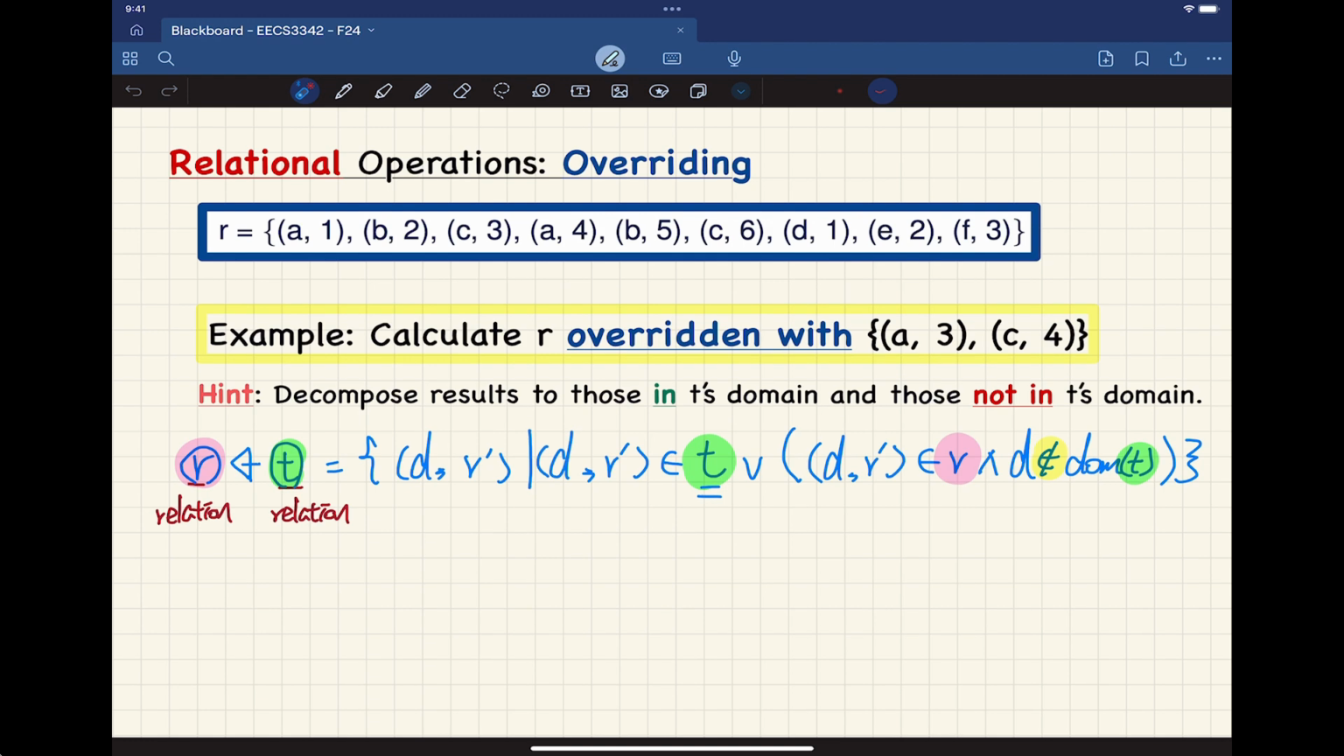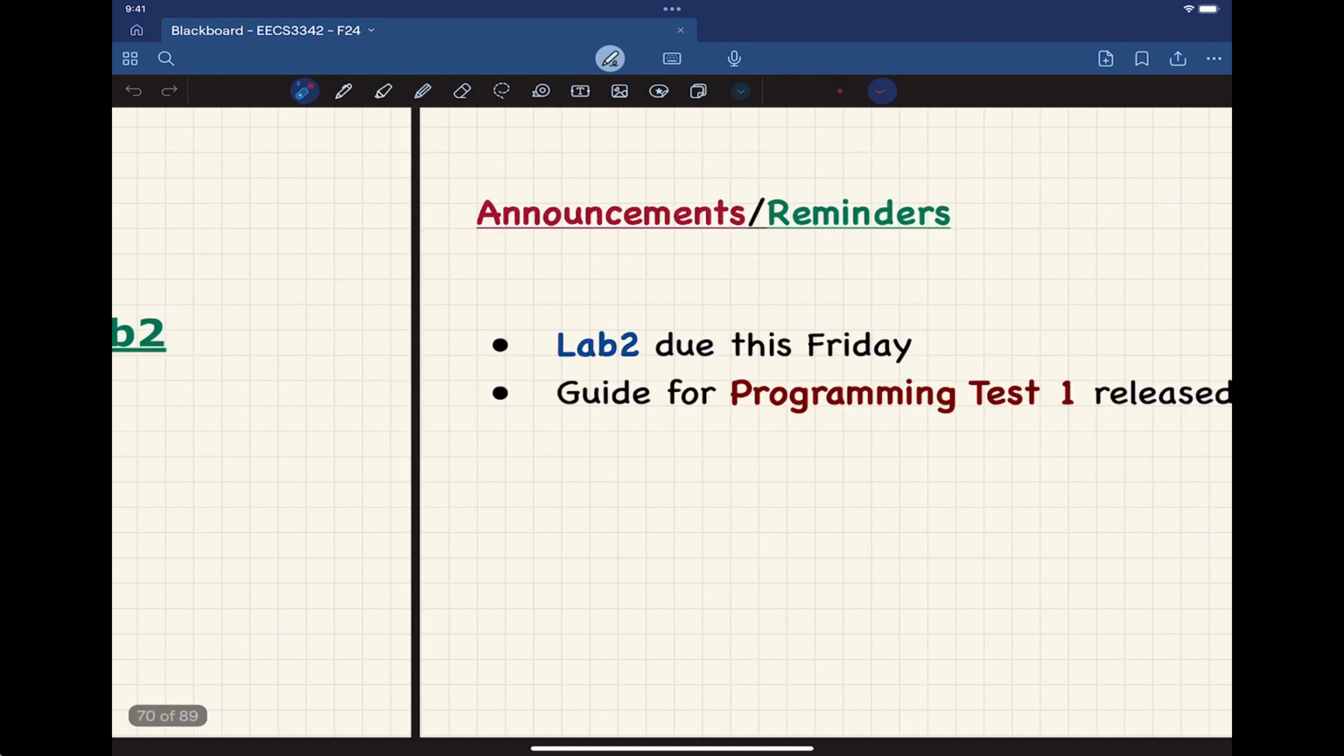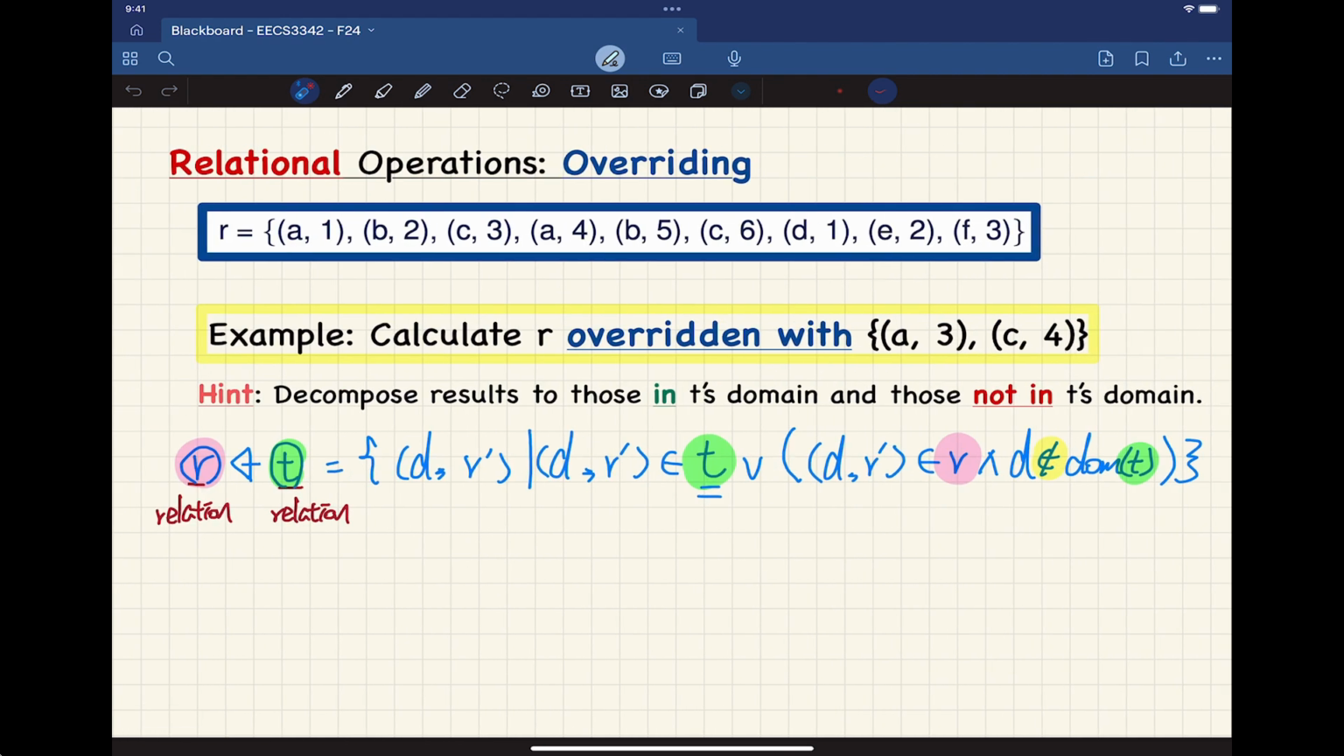Relational operators, overriding. And I will talk slightly a little bit more about relational operators, and then I can move on to talking slightly about lab number 2, just to help you, for those of you who might still be struggling with task number 1, understanding celebrity 0.